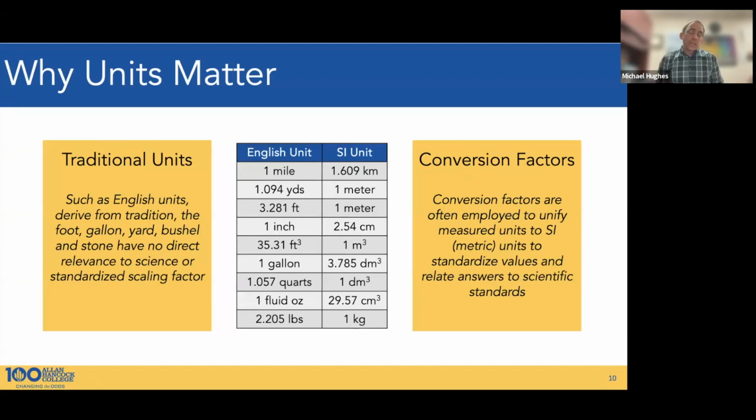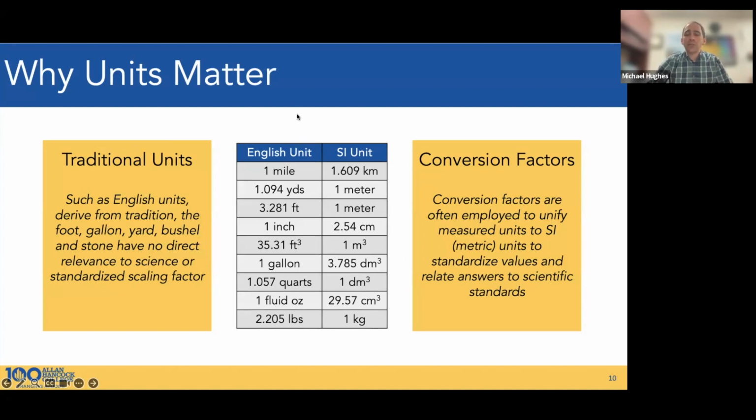Obviously, these aren't the units that most of us grew up with. We grew up with traditional units. Originally, units were regional, and how people defined length, width, and volume has to do with just their experiences. Things like English units derived from tradition: the foot, gallon, yard, bushel, stone. These are all units that had meaning, but no longer have such relevance. And so we try to change to metric units, which relate to standardized values with scientific meanings.